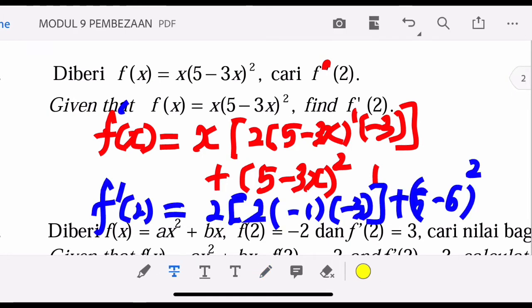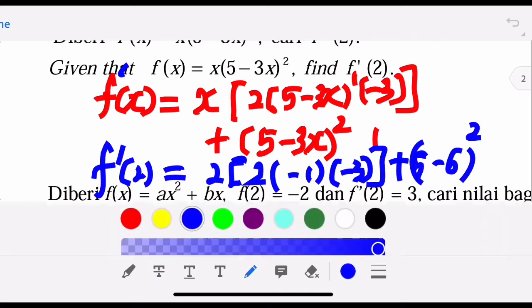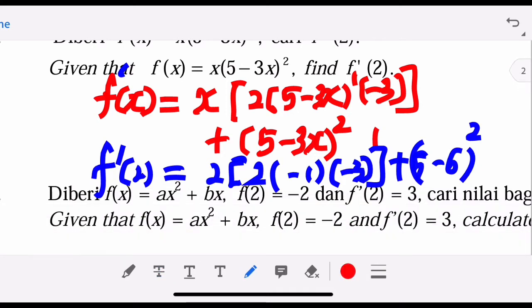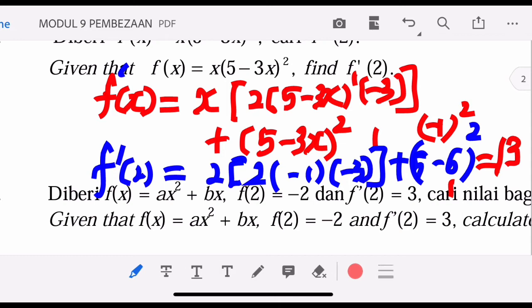So let's simplify. You will get the answer. This one you get 1, negative 1 squared you get 1, and this one is 2 times negative 1, so negative 1 times negative 3 is positive 3. 3 times 2 will be 6, right? 6 times 2 will be 12. 12 plus 1 will be 13, right? The answer is 13. So that is the answer.